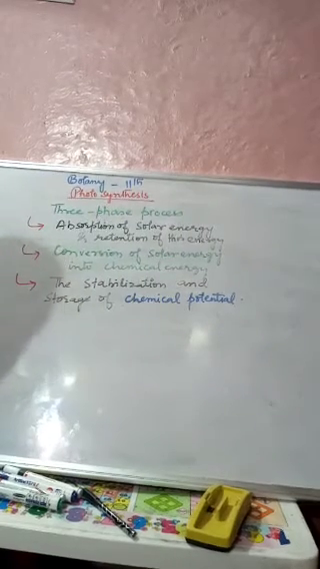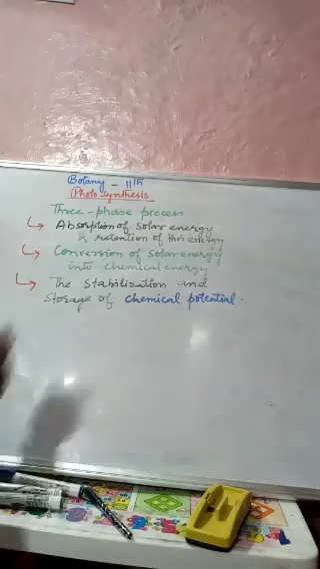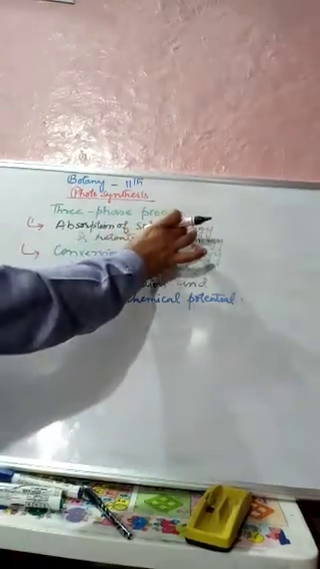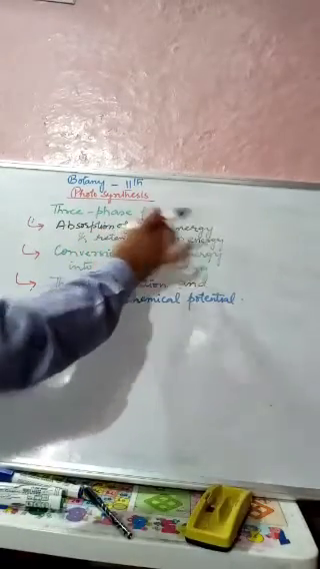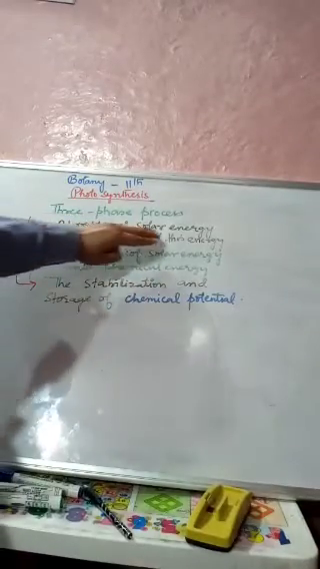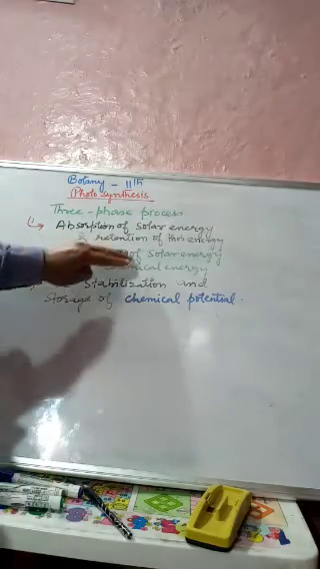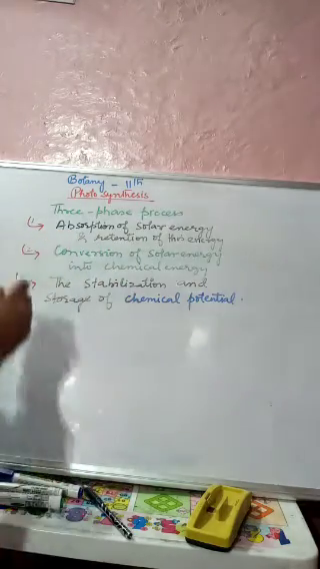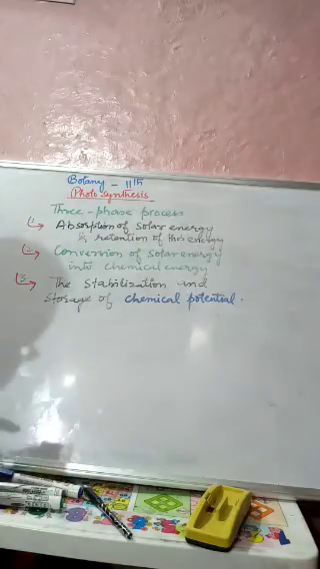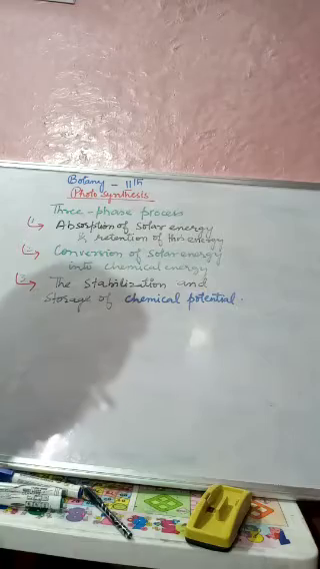So I have told you that photosynthesis is a three-phase process. Now, what are these three phases? The first phase is the absorption of light and retention of the energy. What is that light? That is the solar light, and then the retention of this light. The second phase is the conversion of this solar energy into chemical energy. The third phase is the stabilization and storage of chemical potential.